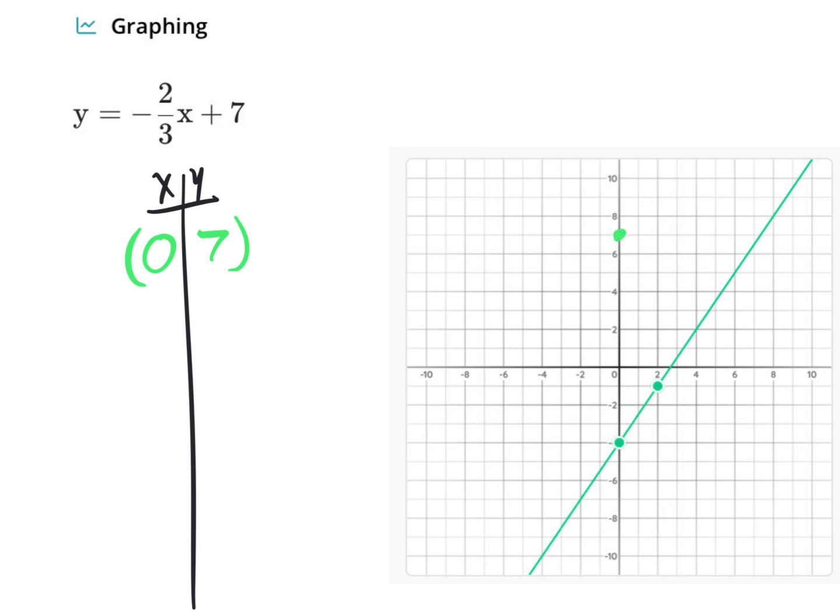Okay. And then after that, we need more points. Would 1 be a good idea? No, because you end up with fractions. Would 2 be a good idea? No.